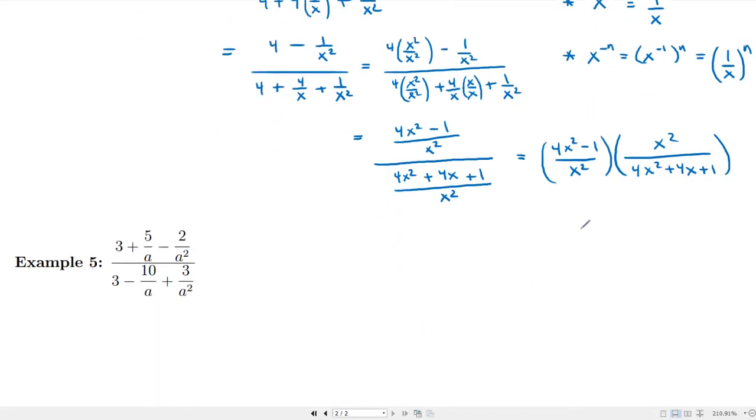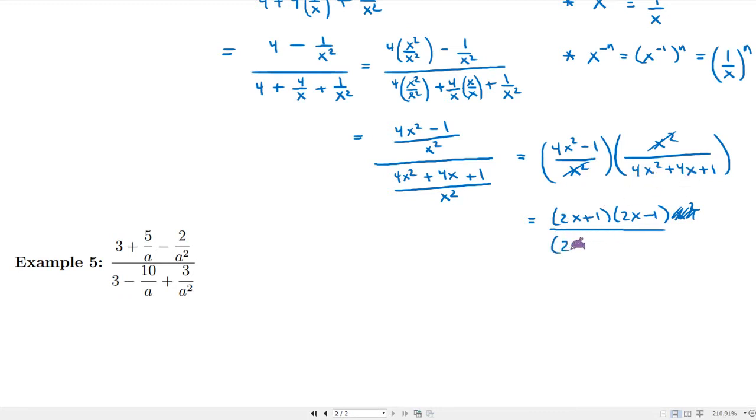So what can we factor out of here? This is a difference of squares. That's 2x plus 1, 2x minus 1, x squared. Well, these x squareds reduce. We could just get rid of those right away. Right, they're gone. And then this, does this factor?